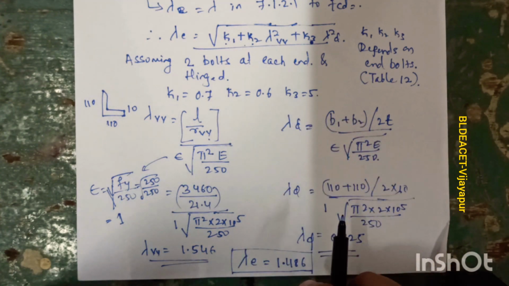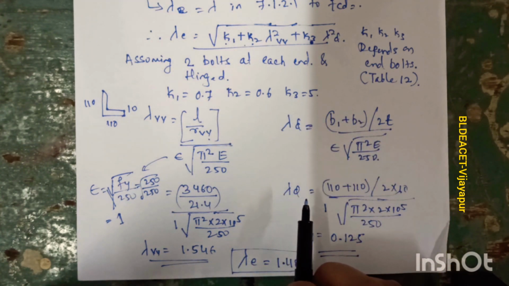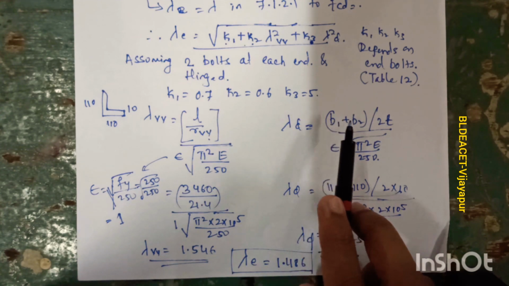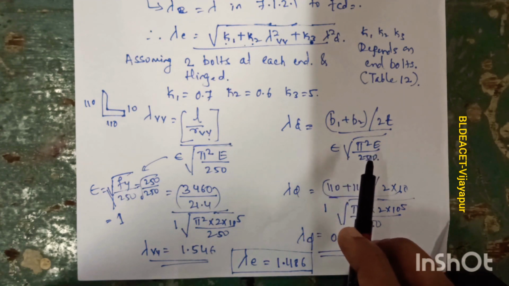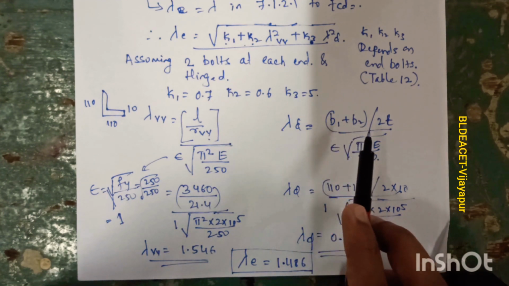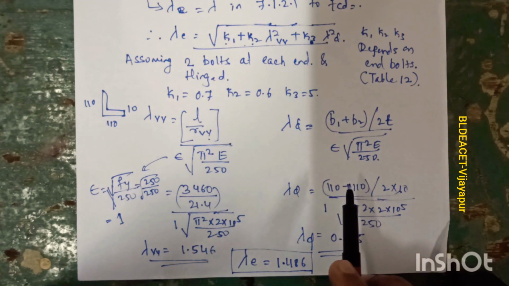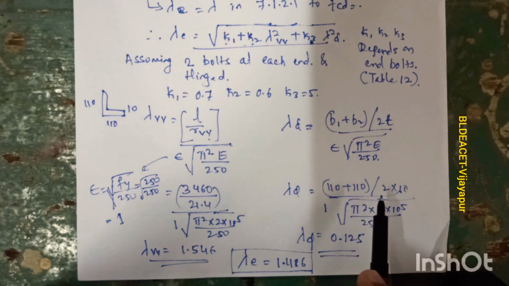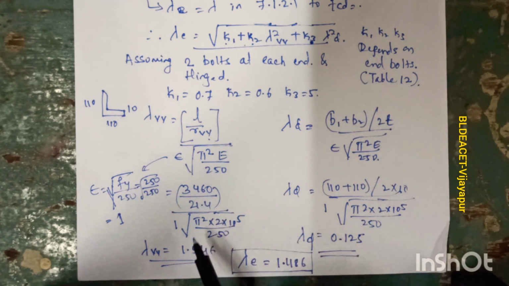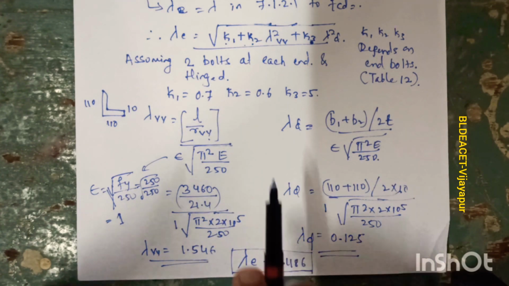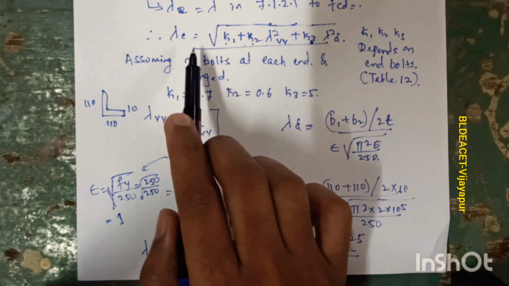Okay, in the same line, lambda phi is also calculated, which says (B1 plus B2) whole divided by 2t, divided by epsilon root of pi square E divided by 250. So B1 and B2 be the length of the angle, which is 110, divided by 2 into thickness. Epsilon again will be 1 root of pi square into 2 into 10 power 5 divided by 250, which gives lambda phi as 0.125.